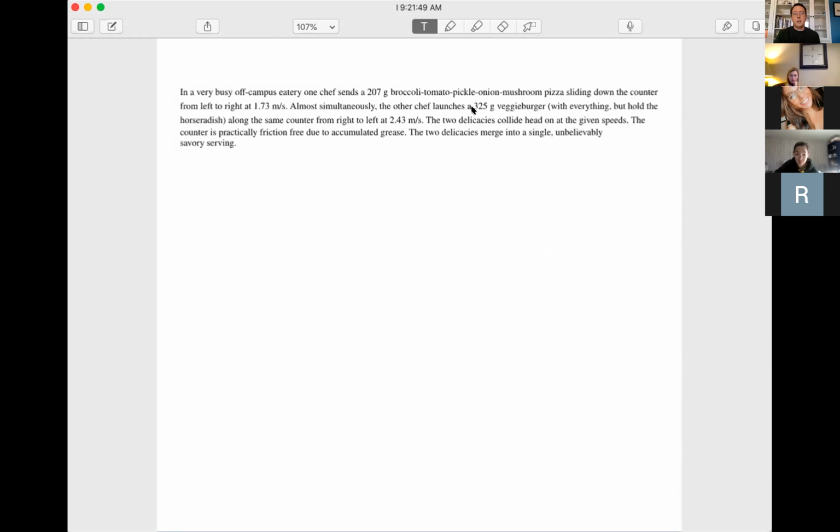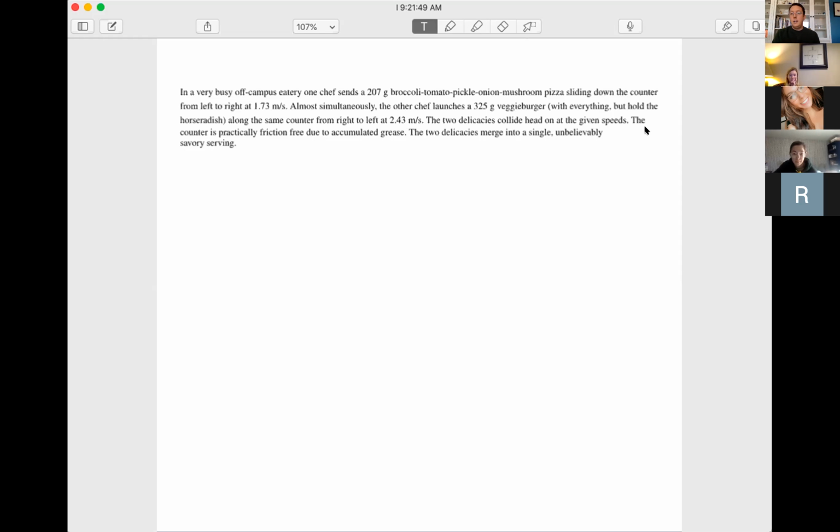So there is a pizza sliding on a counter, it goes from the left to the right. So we'll call that the positive X direction at some velocity. And the chef throws a veggie burger. Everyone's vegetarian here. It's good. Some other mass, and to the left. So I'm going to say that the pizza has a positive velocity. Sorry, the videos are flipped. The pizza has a positive velocity. The sandwich has a negative velocity.